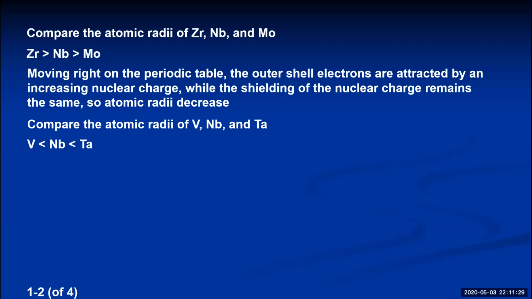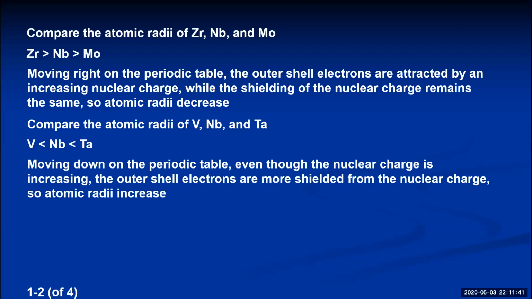If you have more shielding, that overcompensates for the increased nuclear charge, so therefore with more shielding energy levels, the nucleus cannot attract outer shell electrons as well, and so therefore the atoms become larger. So moving down in the periodic table, even though the nuclear charge is increasing, the outer shell electrons are more shielded from the nuclear charge, and so the atomic radii increase.